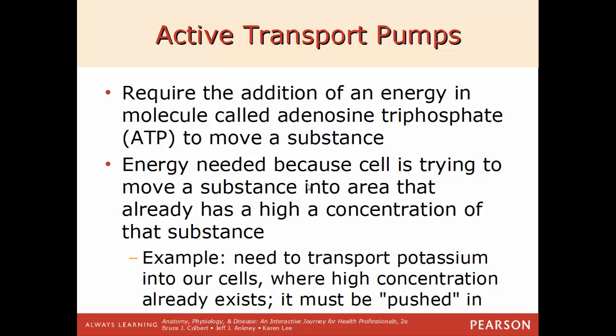You're moving from an area of low concentration to an area of high concentration. You basically are going uphill as opposed to going downhill. So it takes energy to go against the grain here. So the example is listed. You need to transport potassium into our cells, where they're highly concentrated to begin with already. So you need an extra effort to basically push it in, to crowd it into the cell. So you're going against the concentration gradient. It's going to take more effort to get that to finish.